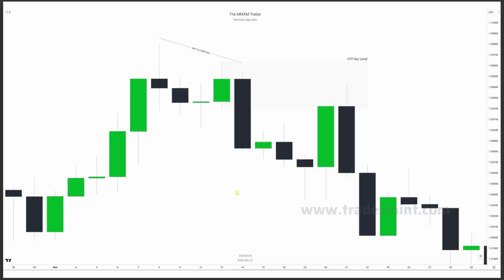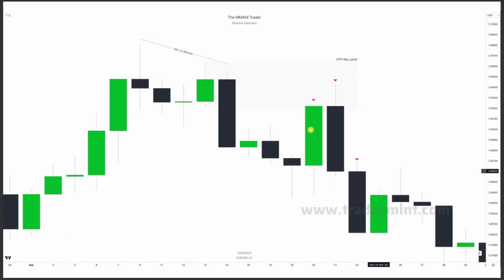Right, so for another example, we've got Euro USD daily chart, we've got SMT on the highs, right? Important. And then we have a higher time frame key level. So that's where you want those swing points to form, right? It makes it higher probable that we're going to move away from a higher time frame key level. So where does the swing point occur?